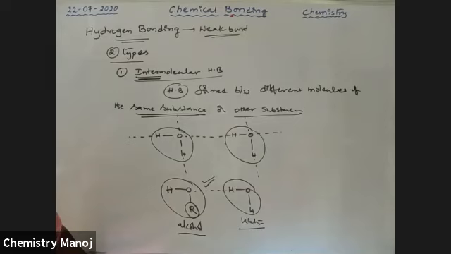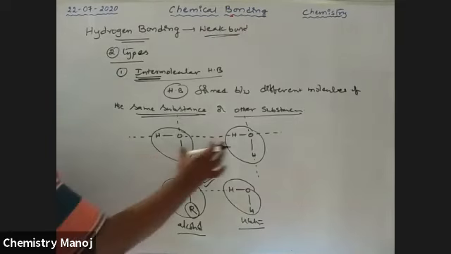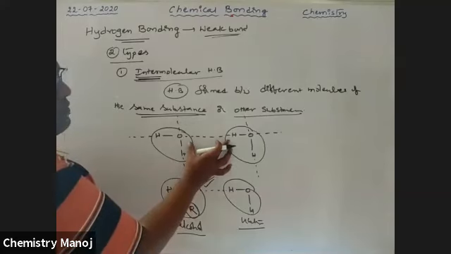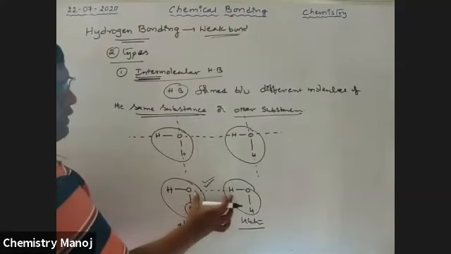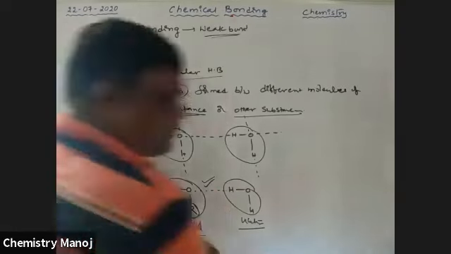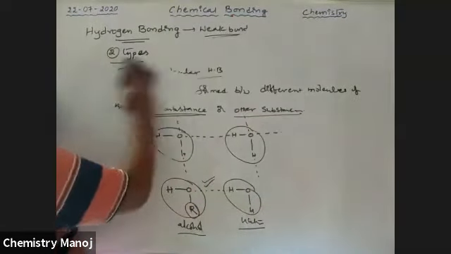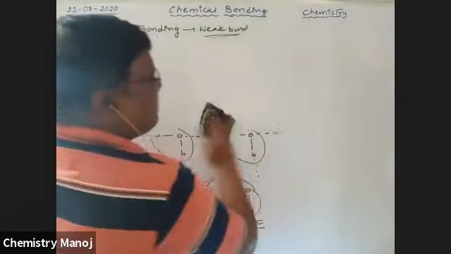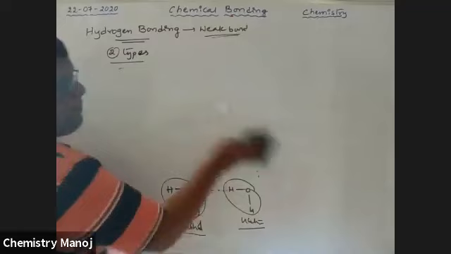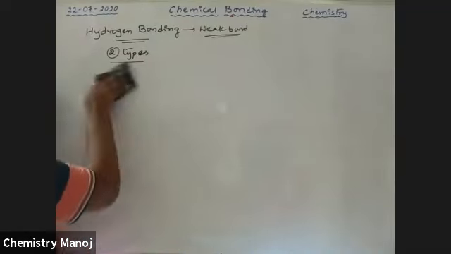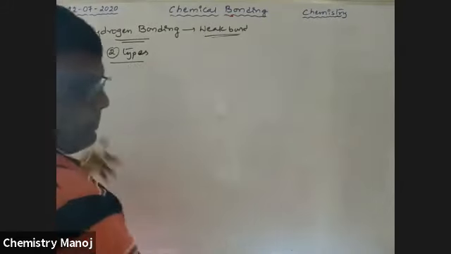How? I will explain. Please wait. So the intermolecular hydrogen bond is formed between different molecules of the same substance or different molecules of different substances. Next one.